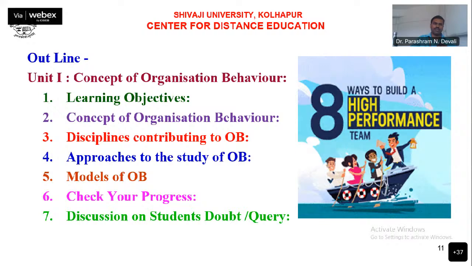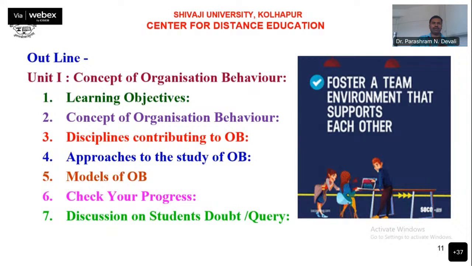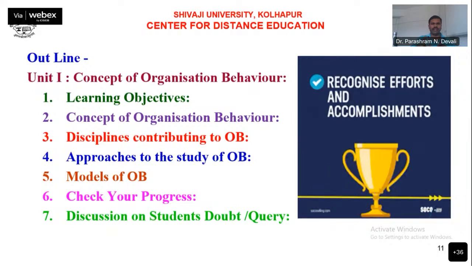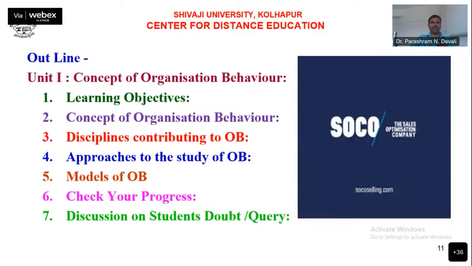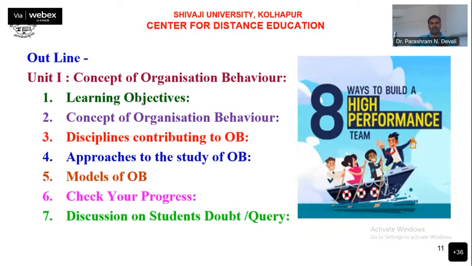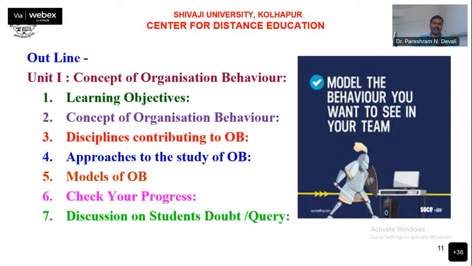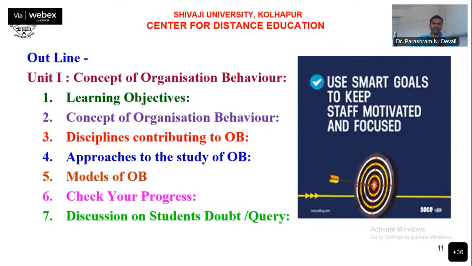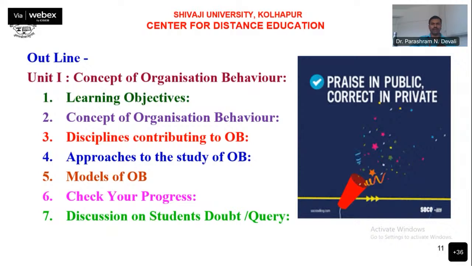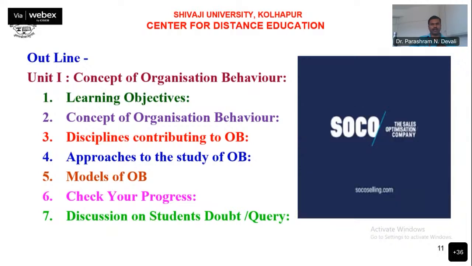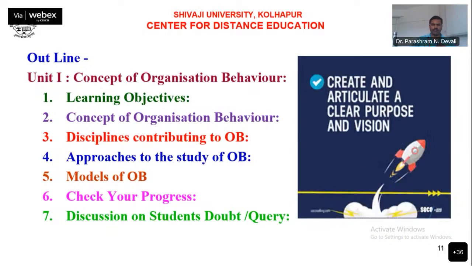Then the outline of this unit, concept of organization behavior. First, we should know the basic aim of why we are going to learn this unit, the concept of organization behavior. Different eminent authorities and scholars have contributed to this concept in the field of management and behavioral science. They have different approaches to the study of organization behavior. As an MBA student, we should know some conceptual models of organization behavior.